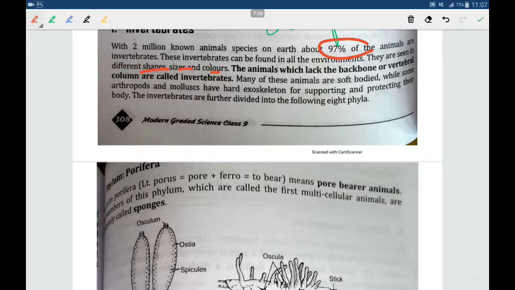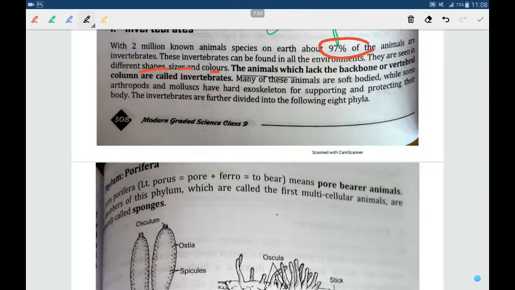You may say, oh sir, you said hard, how? Like cockroach body is a bit hard in comparison to earthworm. Dear students, now what is the definition of invertebrates? The animals which lack the backbone column in their body are called invertebrates. If backbone is not present in their body, we call them invertebrates. Vertebrates means having a vertebral column. So their body is soft.